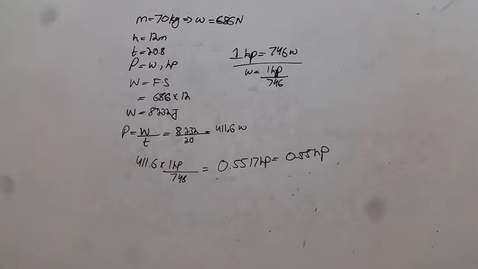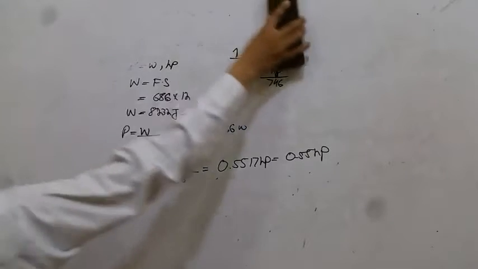Now the sixth numerical problem is: a ball of mass 100 kg is thrown vertically upward at a speed of 25 meters per second. If no energy is lost, determine the height it would reach.